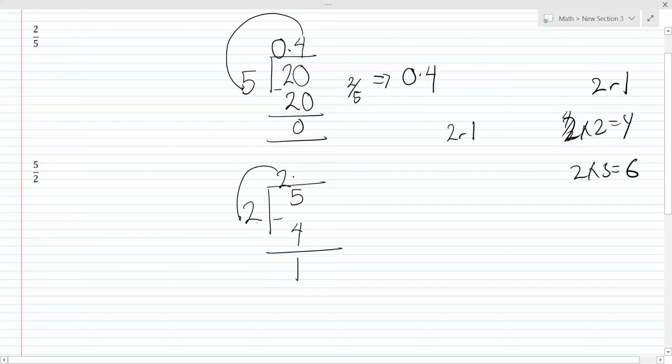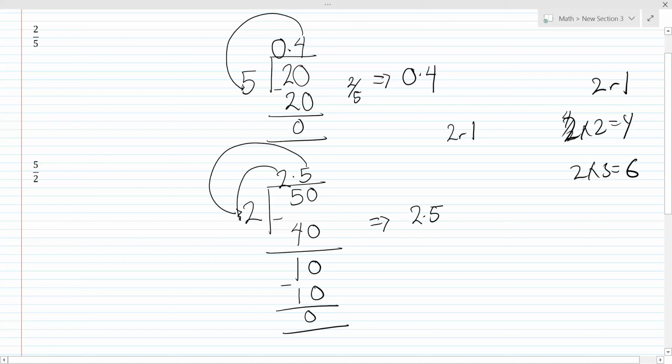Now we have a problem because can 2 go into 1? No. So what do we do? We can add a 0 here and a 0 here. This becomes 40, 50 minus 40, and this becomes 10. Now, can 2 go into 10? Yes. All right, 10 divided by 2 is 5. So again, 5 times 2 is 10. 10 minus 10 is 0. It means we're done. So it means that 5 over 2 is 2.5. Okay, very simple.